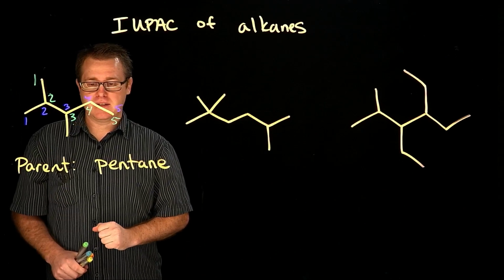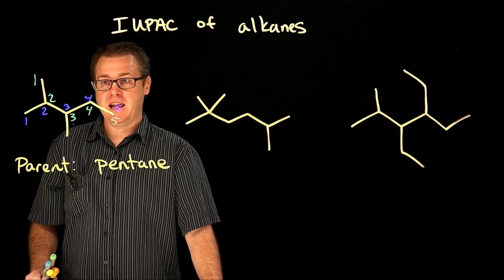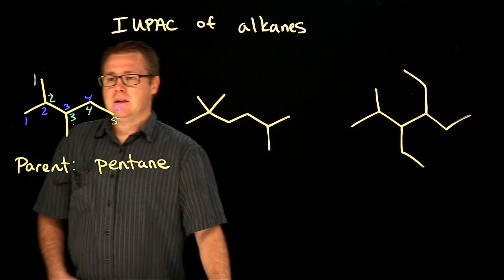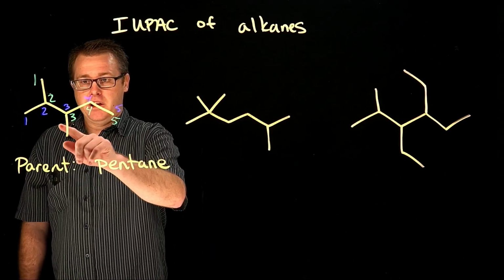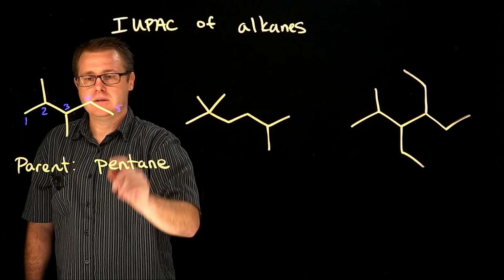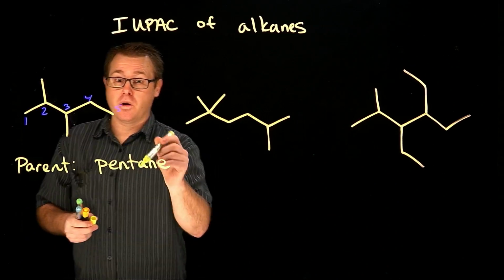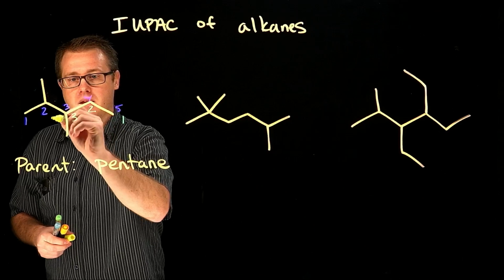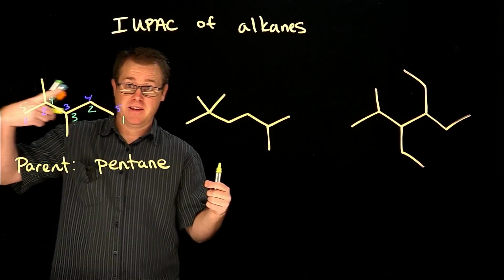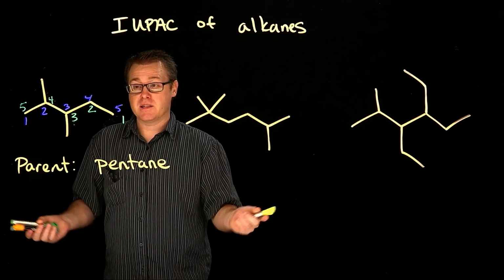Now the next challenge that we need to figure out is numbering that longest parent chain in the correct way, or better yet, in the correct direction. Okay, so the first issue, let's say we're going to use these dark blue numbers. Do I number it from this side to that side, 1 through 5? Or do I number it in the opposite way? Like that. So you see, it's the same carbon chain. It's just, do we number it in this direction or in this direction? And we have to follow the rules. The rules tell us which way to do it.